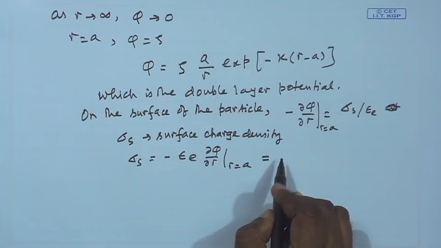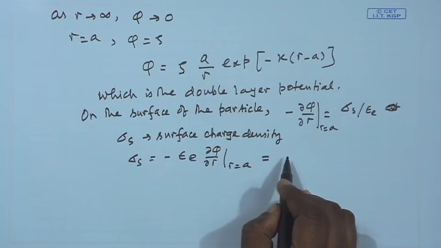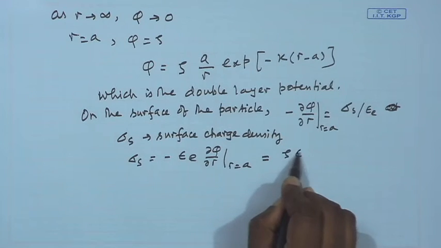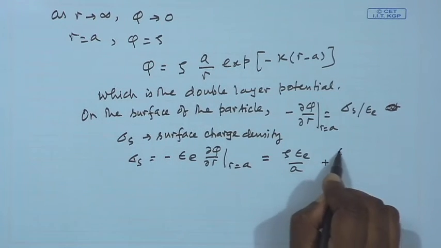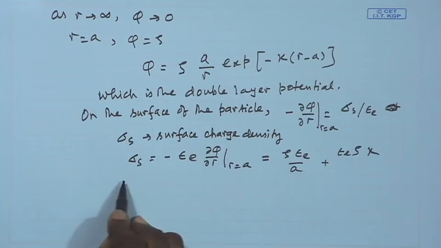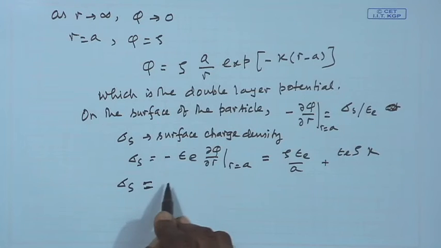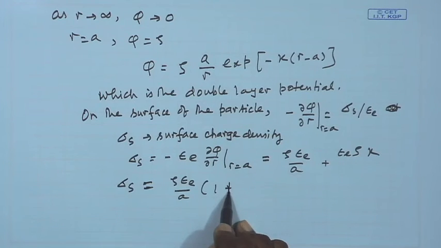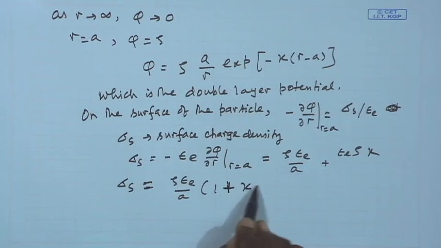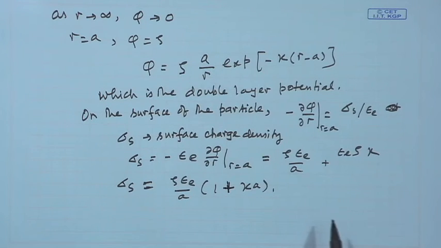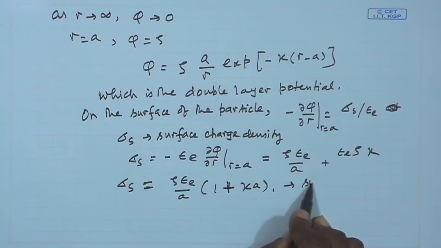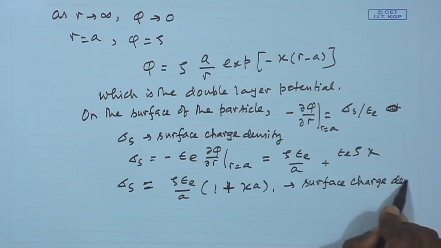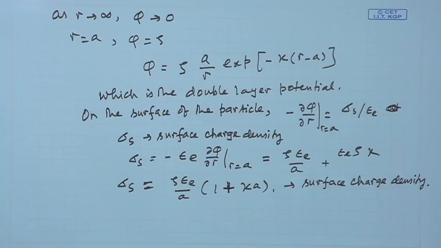If I do a little algebra at r equal to a, skipping the details, sigma s is epsilon e zeta by a plus epsilon e zeta kappa. That means sigma s can be obtained as zeta epsilon e by a into 1 plus kappa a. So, this is the surface charge density. Now we will continue in the next class.